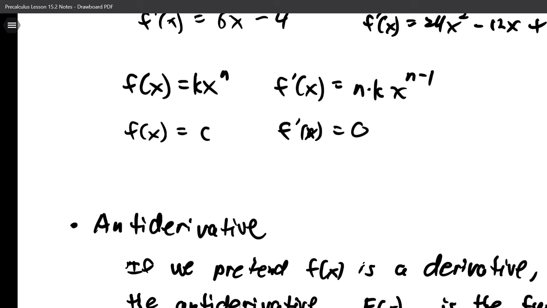f of x. Okay, so the antiderivative basically finds, I like to think of it like you're going up a level to get an antiderivative from a function. And then if you take a function and you go down a level, you're finding the derivative. I think of it that way because of the powers of x. To go from a function to its antiderivative, you're going up a power. To go from a function to its derivative, you're going down a power. But yeah, so if we pretend f of x is a derivative, then we ask ourselves, this would be the derivative of what function? The answer is capital F of x, the antiderivative.